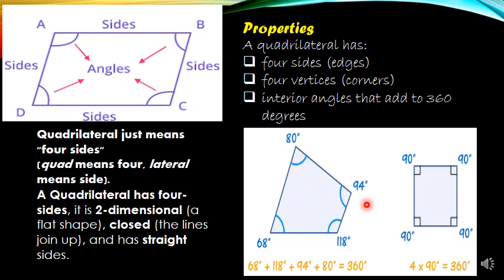You have 2 examples here. The 4 interior angles of this quadrilateral are 68 degree, 118 degree, 94 degree and 80 degree. If you add all of these, it is going to be 360 degree only. So be it any quadrilateral, if you add all the 4 interior angles, it will always be 360 degree. So all these are the general properties of a quadrilateral.